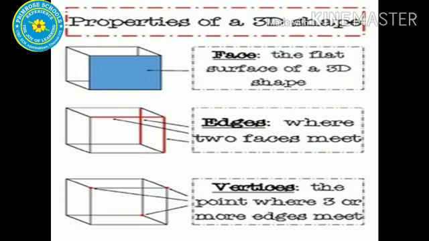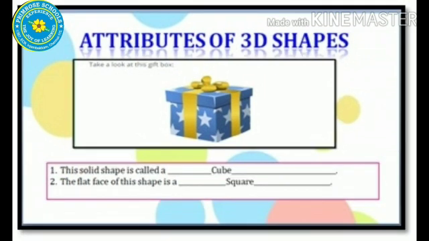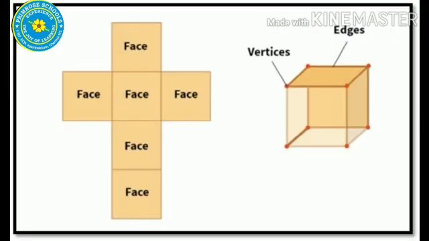Okay, children? Now, if we look at the gift box again, this solid shape is called a dash. What is it, children? Very good, a cube. And the flat face of this shape is a dash. What is it, children? Yes, it's a square. Okay? Now, if we cut open the gift box, this is how it will look.